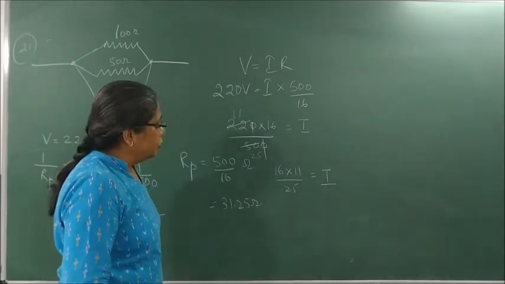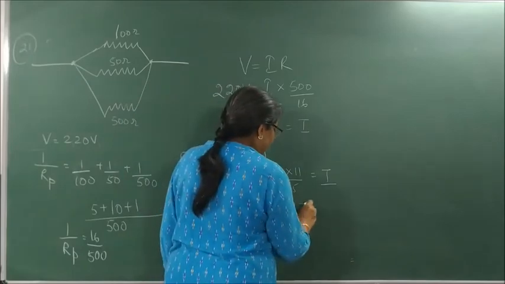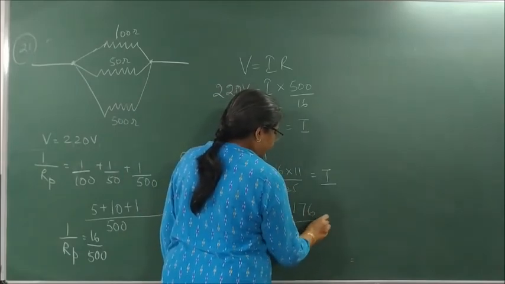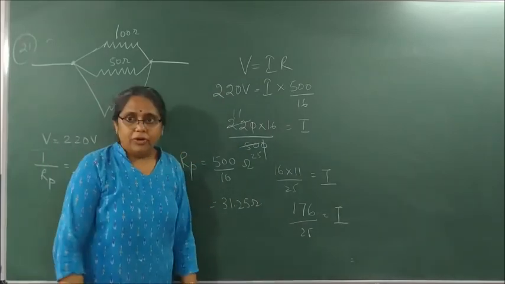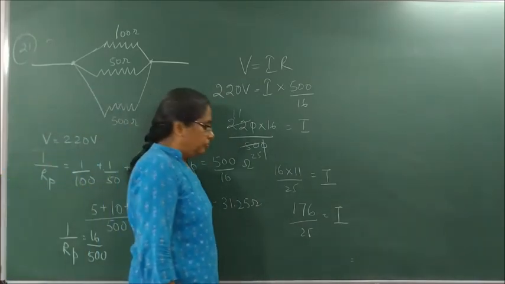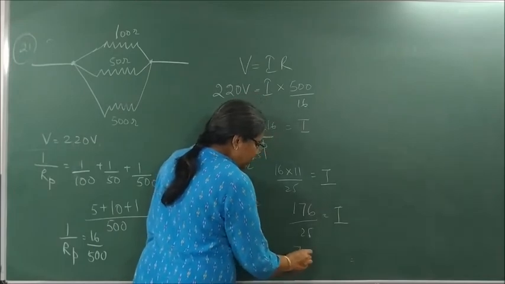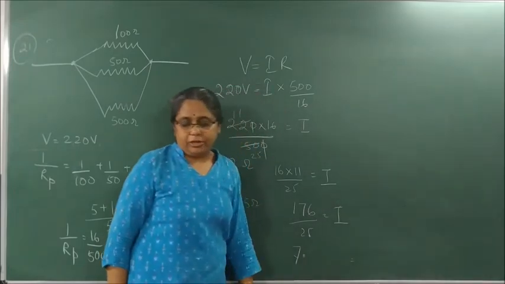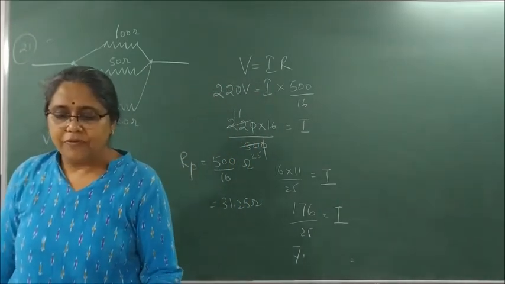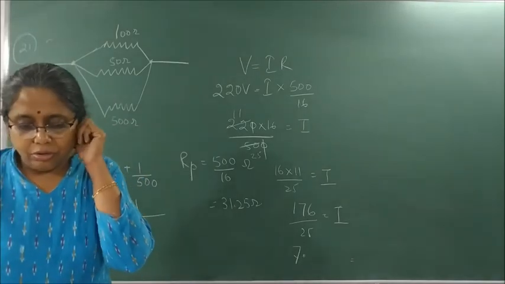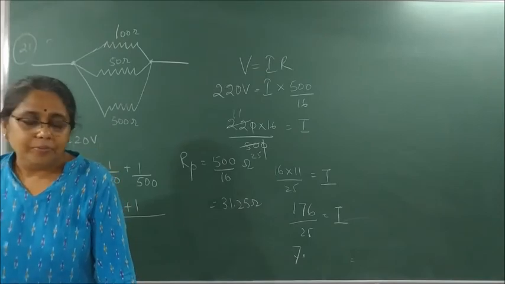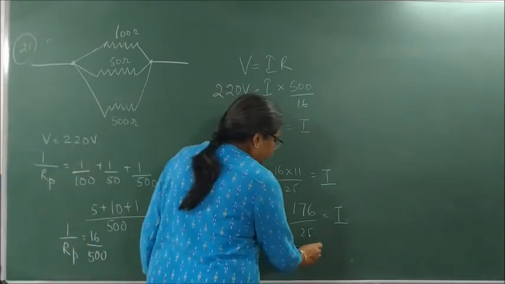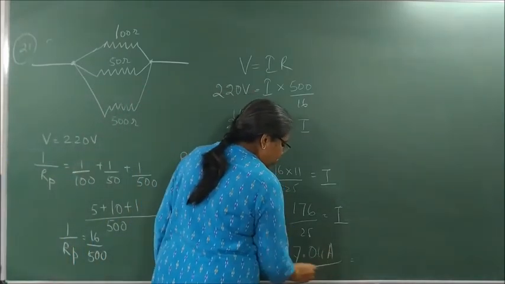16 into 11 is 176. 176 by 25, divide and check. I think it should be somewhere around 7. 25 sevens are 175, so 7 point something it will come. 7.4, 7.5, I don't know, that part you check. Next, 7.04. Okay, so 7.04 amperes is your answer.